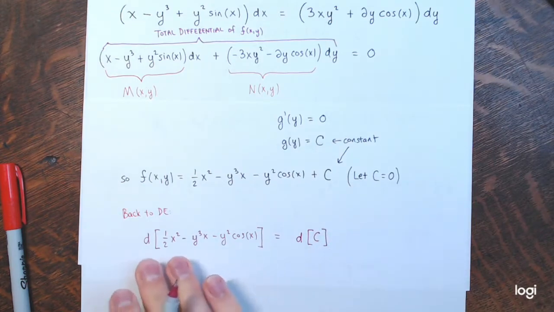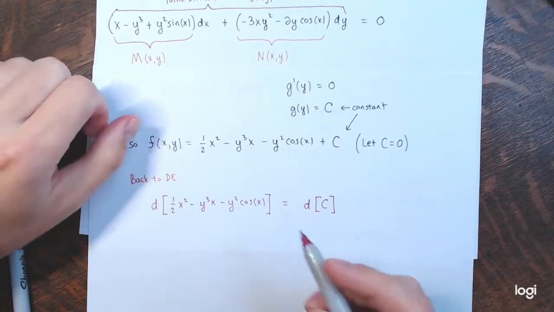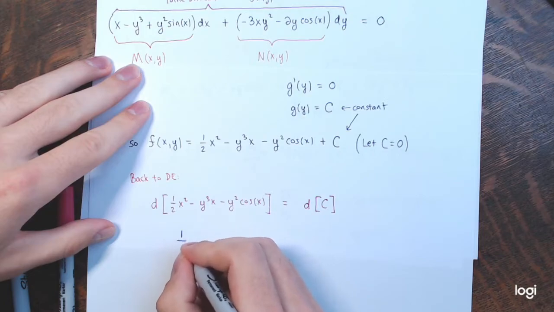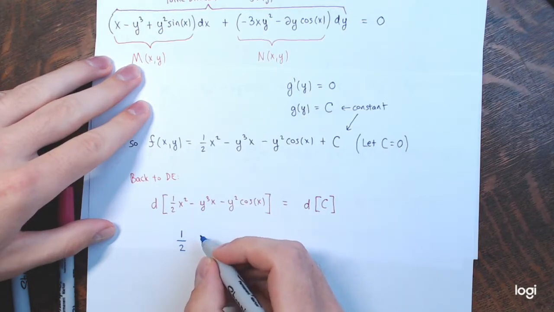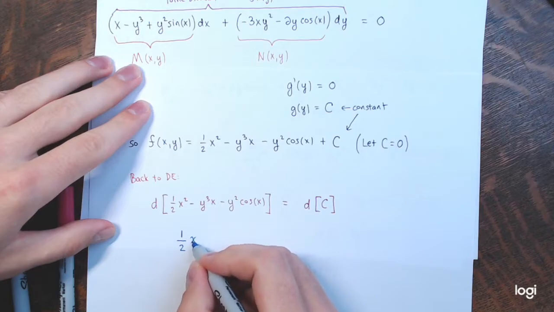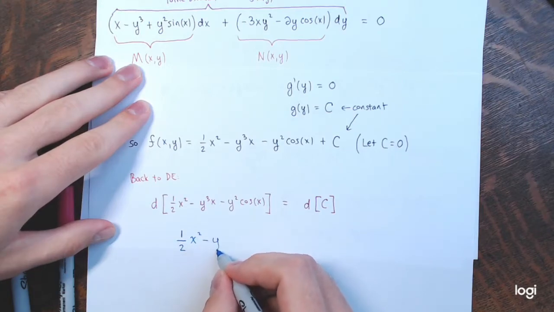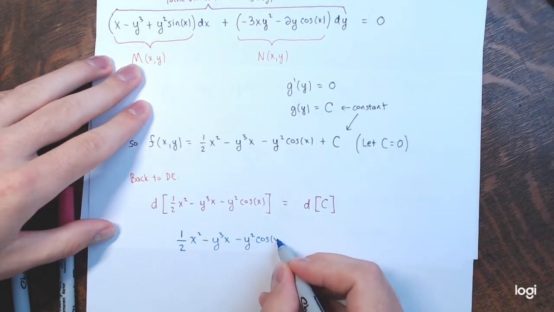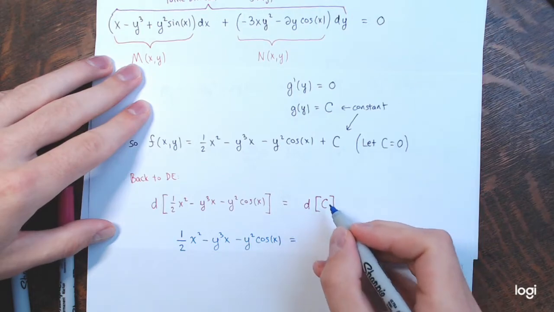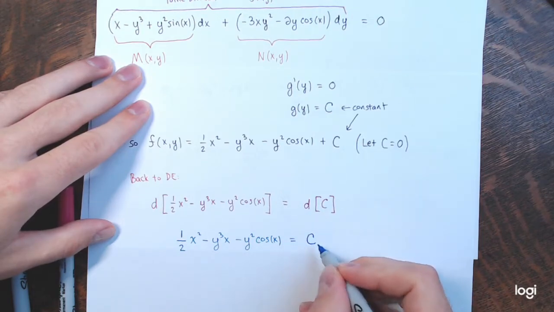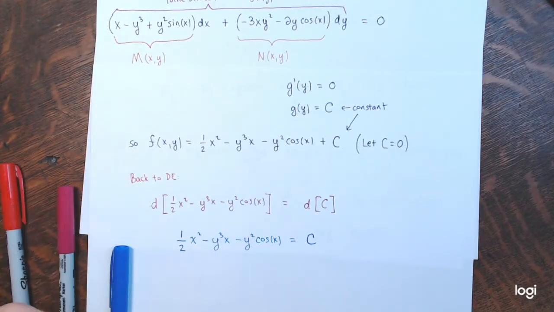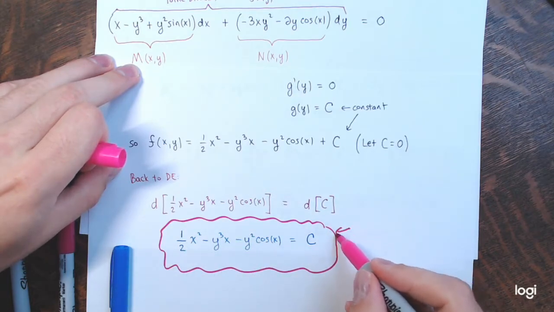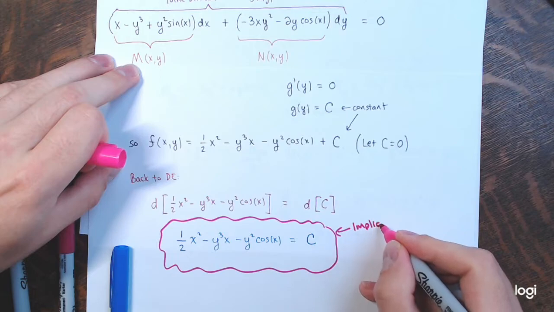And then we integrate, do the integral of both sides, and we have our implicit solution to this equation. So any solution curve that looks like this will satisfy the differential equation: 1/2 x squared minus y cubed x minus y squared cosine of x equals some constant. And here is our nice one parameter family of solutions, an implicit solution to the differential equation.